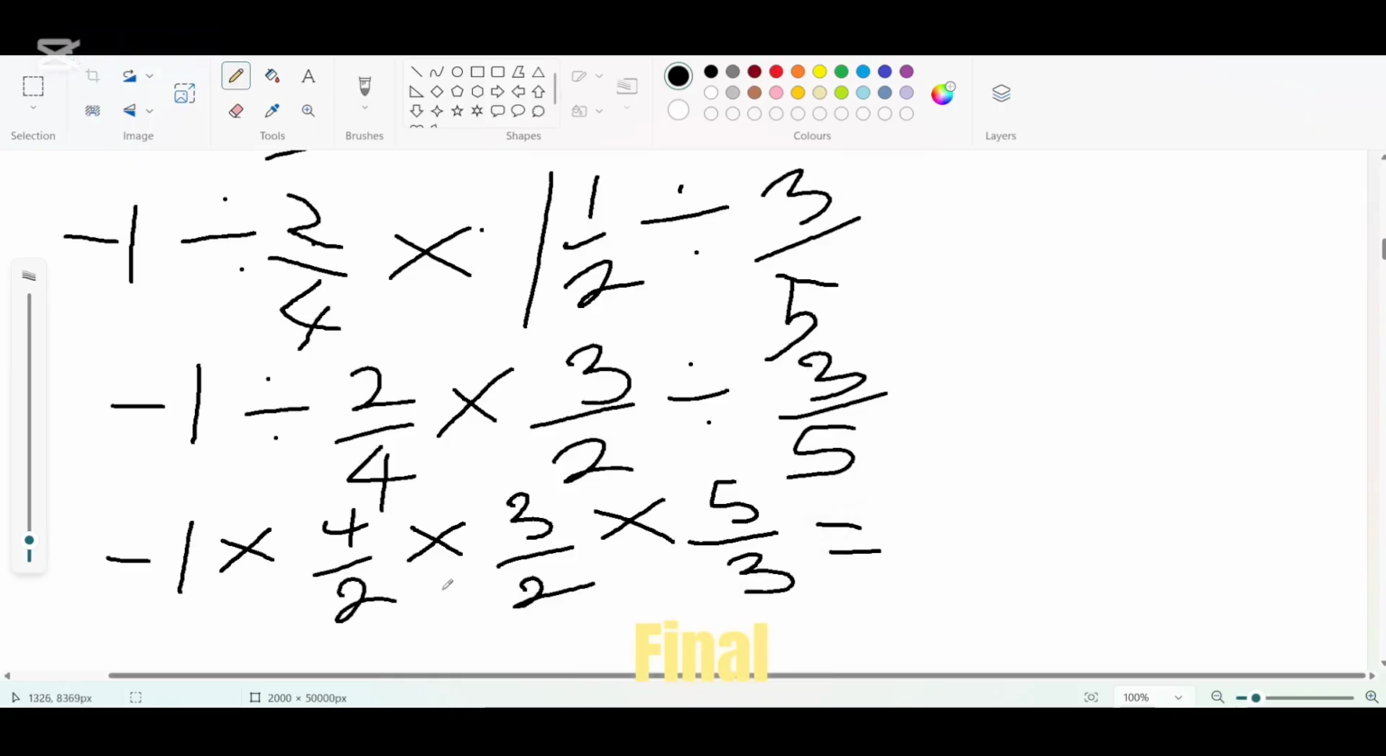And for the final answer, whatever thing can cut, we cut. Let's say 2 cuts 2 here, that's 1. 2 cuts 4 here, of course that is 2. The same 2 cuts 2 here. 2 cut 2, 2 cut 2, 1, right? So 3 can also cut 3. 3 here 1, 3 here 1. So after cutting everything, whatever is left will now multiply out.